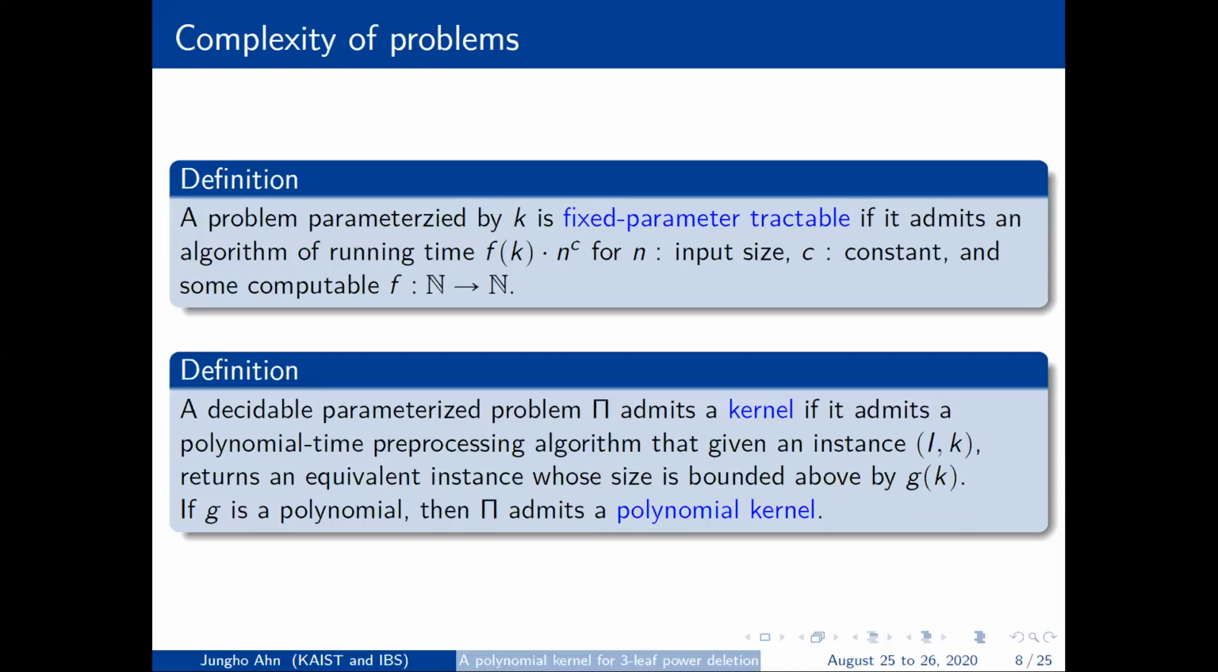A decidable parameterized problem Π is said to admit a kernel if it admits a polynomial time preprocessing algorithm that, given an instance (I, k), returns an equivalent instance whose size is bounded above by a function of k. If this function is a polynomial, then we say that it admits a polynomial kernel.